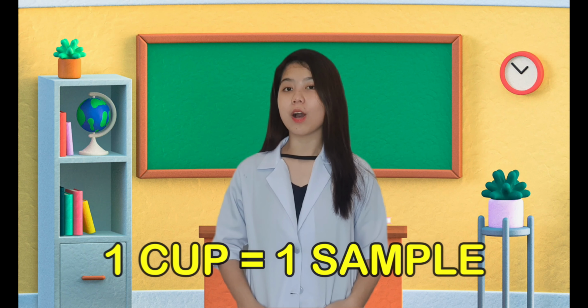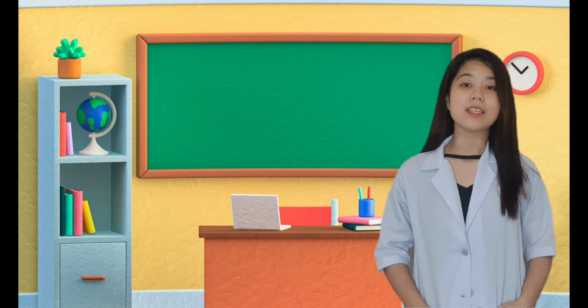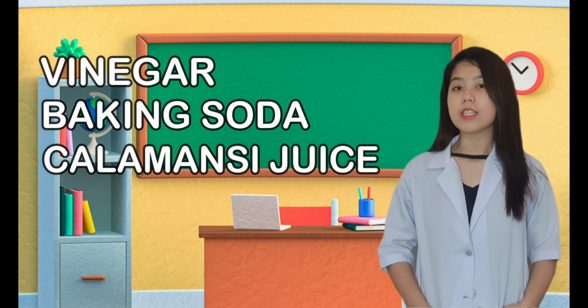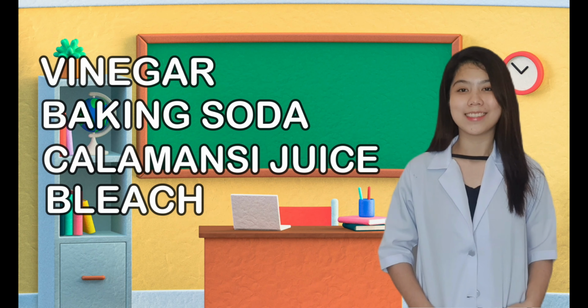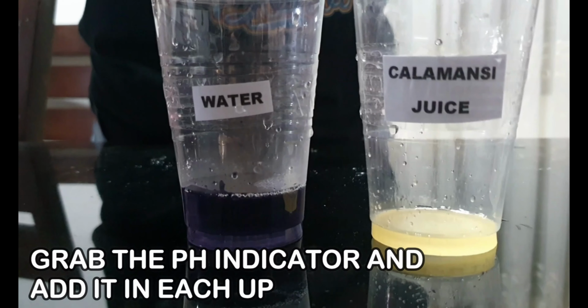Now, we will prepare our samples. Grab your plastic cups and label them with your chosen samples that we will be using today. Make sure that each cup will only get 1 sample. You should only have 5 cups of your chosen samples. 1 of these cups should only have water. For ours, we will use vinegar, baking soda, calamansi juice, and bleach for the samples. For the other cups, add another 5 ml water and mix it well. Once you have prepared it, grab your eggplant peel pH indicator and add 10 ml of it in each cup.